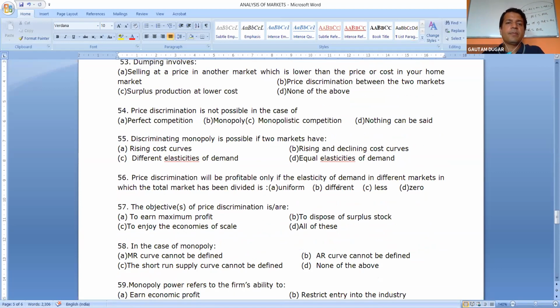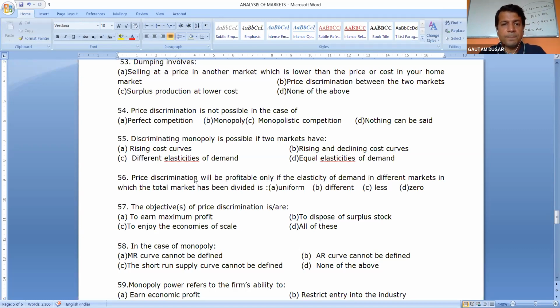54. Price discrimination is not possible in the case of... When is it not possible? Obviously not possible in the case of perfect competition, because in perfect competition we have the fixed price.